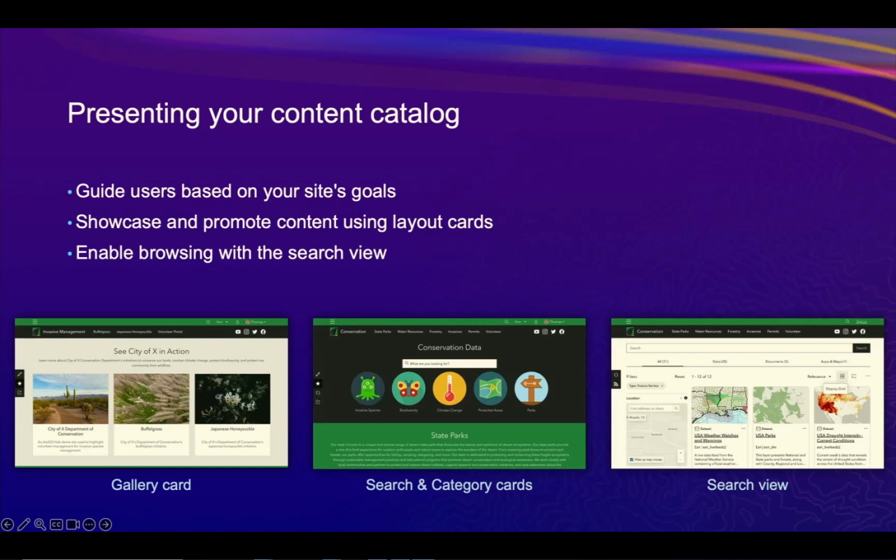So on the left here, we have a gallery card. I'm sure many of you are familiar with it. This is on that invasive species example site. There are just three cards, front and center, very clean, nothing else around it to distract users. That'll take you right to the content, which is really good to showcase the most important things. Next in line, in the middle, is the search and category cards.